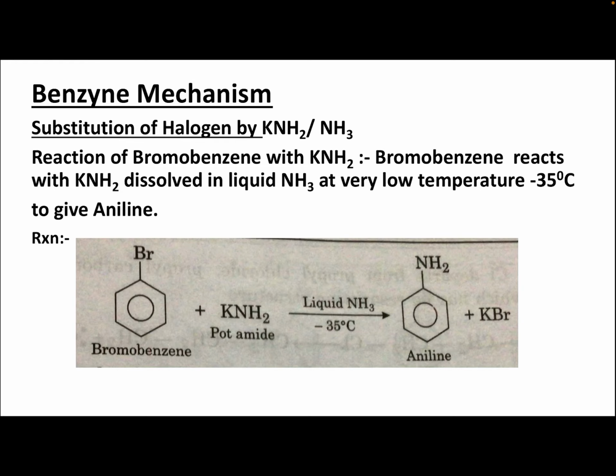Reaction. Bromobenzene: on the benzene ring, bromine is attached. So that is bromobenzene, and when it reacts with potassium amide in liquid ammonia at minus 35 degrees centigrade, you get aniline and KBr.